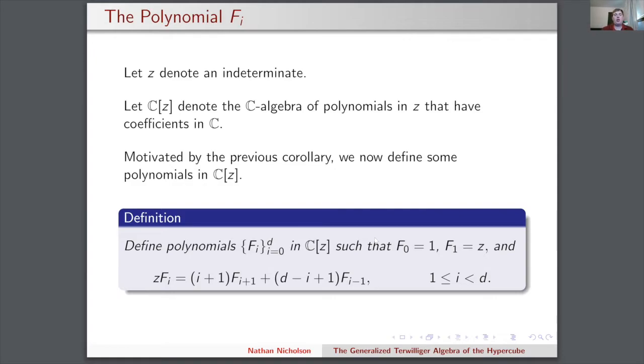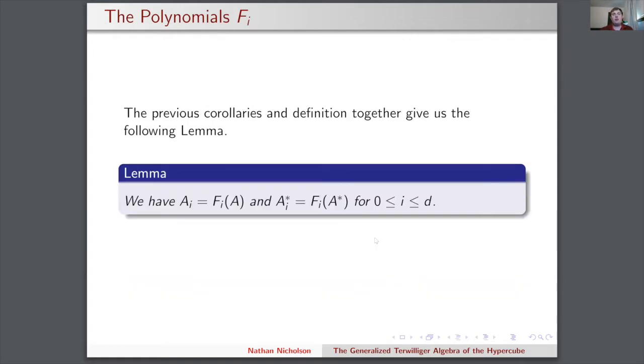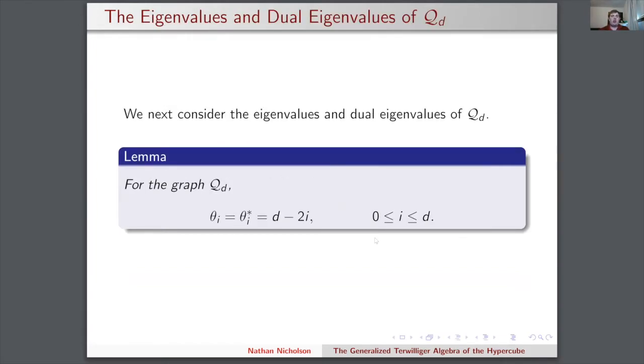And so again, the point is that from the way we define them and from the 3-term recurrence earlier, we have A_i equals f_i of A and A_i star equals f_i of A star. So we have this convenient methodology to write the A_i and the A_i stars as polynomials of A and A star. So we list the eigenvalues and dual eigenvalues. They happen to be equal. Turns out theta_i is equal to d minus 2i.